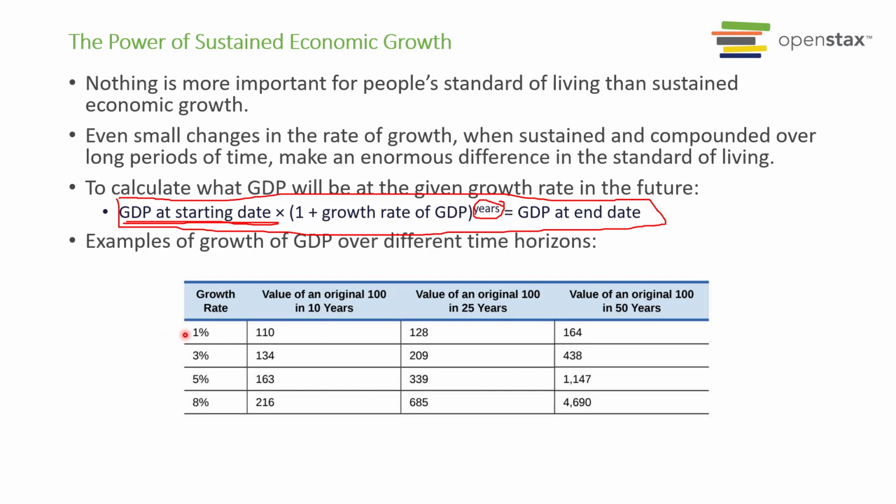So here are a couple of examples. Let's say that the growth rate is 1%, and we have an original value of 100. So that's GDP at the start date is 100. So in 10 years, at just 1% growth, you're going to get 110 in 10 years, starting with 100. So that's a 10% increase over 10 years. And now if we go to 25 years, you go from 100 to 128. And then if we go into 50 years, starting off at 100, you're going to go up to 164.